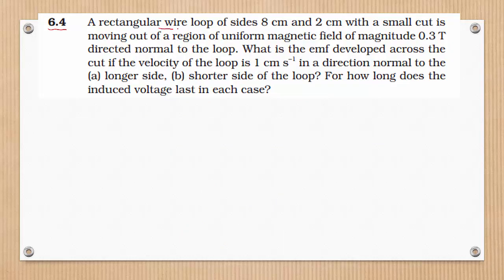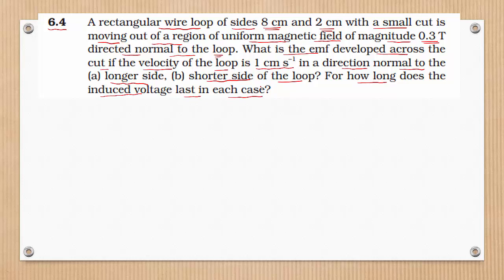6.4 A rectangular wire loop of sides 8 cm and 2 cm with a small cut is moving out of a region of uniform magnetic field having magnitude 0.3 Tesla directed normal to the loop. What is the EMF developed across the cut if the velocity of the loop is 1 cm per second in a direction normal to the first one is longer side, second one is normal to the shorter side of the loop. For how long does the induced voltage last in each case?